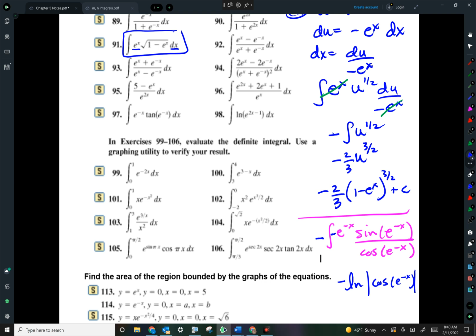Good? Which one? 95. Pardon me? 95. I thought if you said it's easy, you could just tell me. I thought you said 1 through 5. 95. You could just tell me like the number. No, it's a good one for us to talk about. It really is. You might be giving away my test secrets, actually. 95 is a good one for us to talk about.